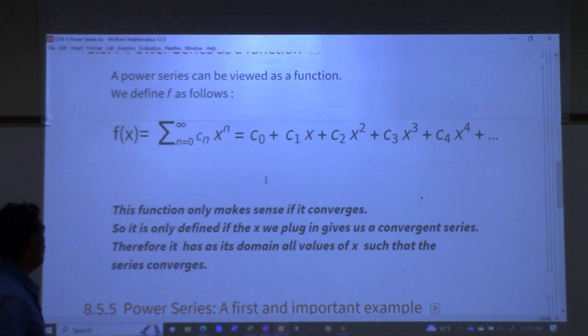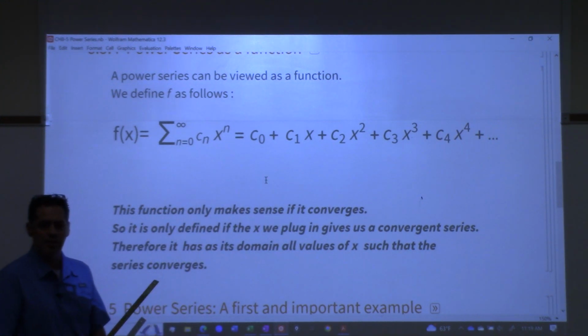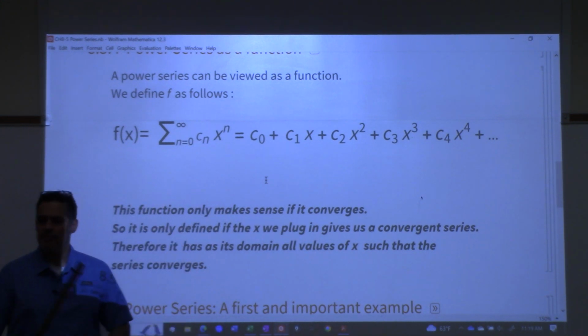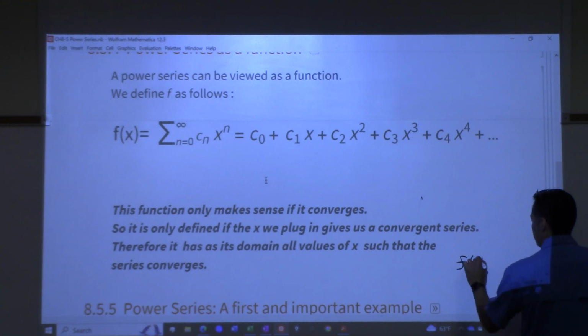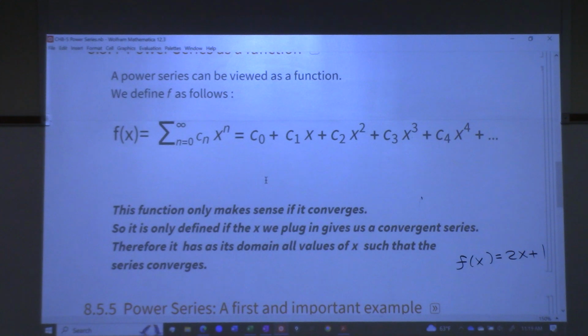So this function only makes sense, right? The function only makes sense if it converges. Like if I plug in a value of x and I get divergence, then I don't get an output. Let me give you a basic example. Let's say I gave you this function, f of x equals, let's go back to college algebra, 2x plus 1, right? If I ask you to start plugging values in for this, you can give me outputs, right? Plug in 2, you get 5. Plug in 3, you get 7, and so on, right? So there's nothing I can't plug into this. I'm going to get an answer, right?